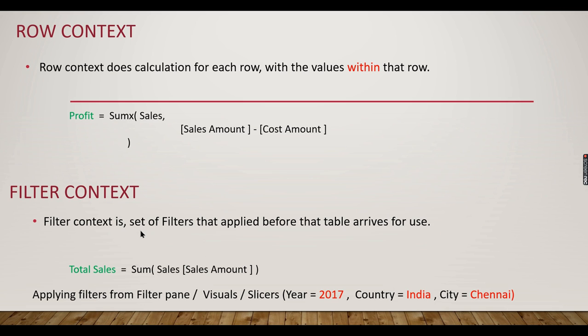Whereas filter context is the set of filters applied before the table arrives for use. If you want to have sales amount, there are different filters you can apply, from slicers, visuals or the filter pane. Say, for example, the year is 2017, the country is India and the city is Chennai. These are different filters applied, and then the calculation gets evaluated. That is called your filter context. I hope these two definitions clarify what row context and filter context are.